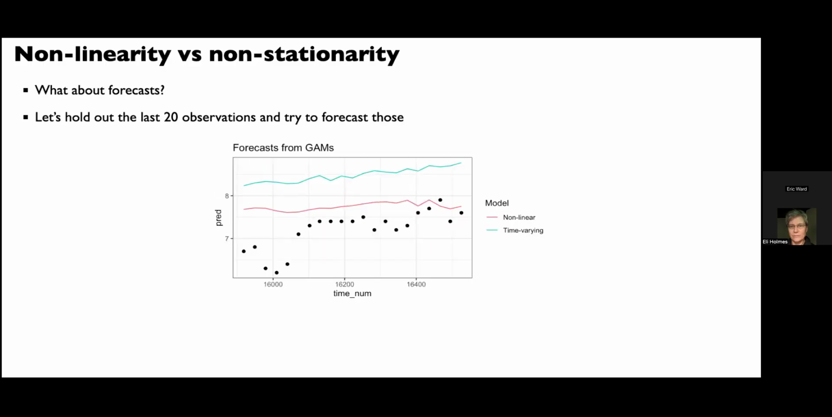Okay, so for training, those two models give us essentially the exact same thing. So what if we do forecasts instead? To do these forecasts, I took that same data set, held out the last 20 observations, and tried to forecast those. The blue line here again is the time varying model. The red is the nonlinear.